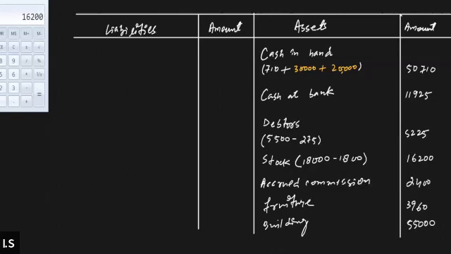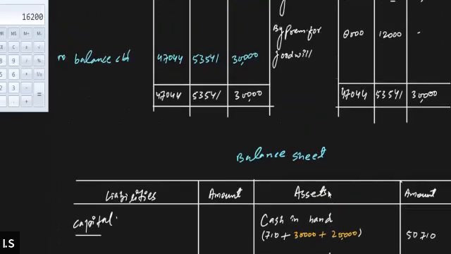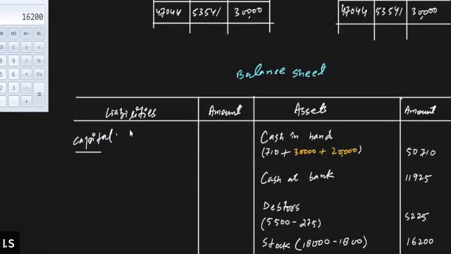Yes, sir. And on the liability side, we need to write down the value of the capital account balance. So the capital is 47,044, 53,541 and 30,000. Adding all these values, let me just add: 47,044 plus 53,541 plus 30,000, we will get 130,585.